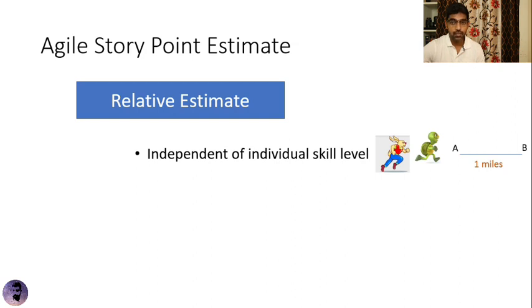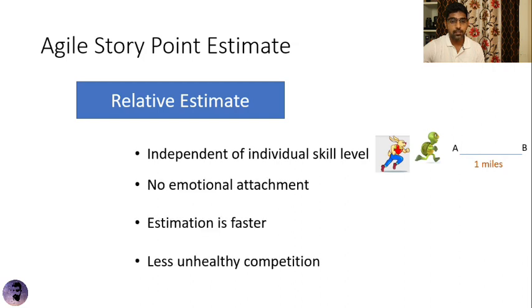And there are a lot of other advantages in doing relative story point estimates. The first one is it has no emotional attachments because it's just numbers. It doesn't attach itself to any kind of comparative metric here. Estimation is faster, obviously. It's more relative in nature and has less unhealthy competition. So these are some of the key points when we are talking about relative estimates.